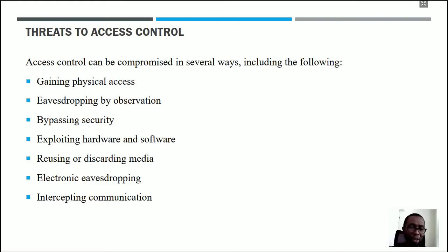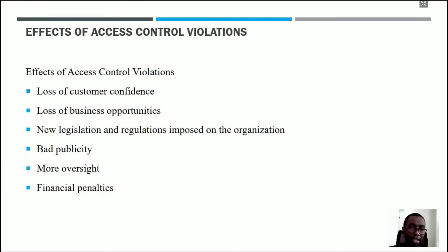And then we have eavesdropping by observation, bypassing security, exploiting hardware and software, reusing or discarding media, and then intercepting communication. There are so many threats. But the very first one, know that gaining physical access is one of them. Number two, intercepting or reusing something that has already been discarded, or exploiting hardware or software. There are so many threats. So this means that our systems need to be very secure. Many people build up systems which are not very secure, which have got holes or weak points, and people take advantage of that to access systems, and that is a threat, and it's a big risk to an organization.